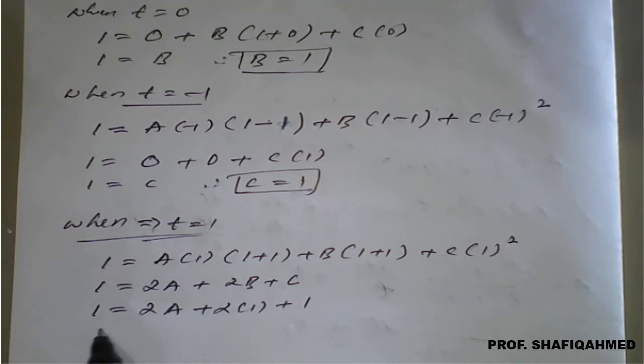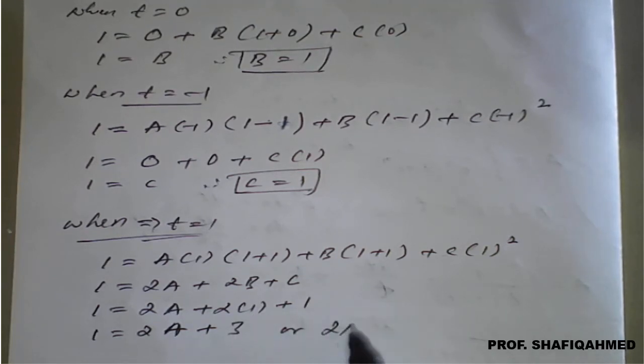So on simplification, 1 is equal to 2 plus 2a plus 2 into 1 is 2, 2 plus 1 is 3, or 2a is equal to, if you shift this 3 to the right hand side, it will become 1 minus 3, that is minus 2, therefore a is equal to minus 1.